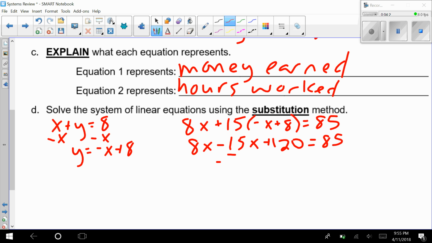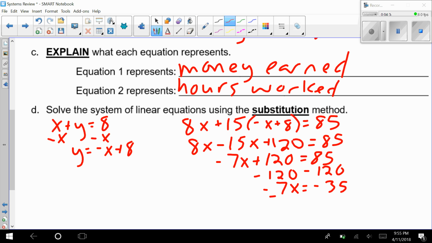8x minus 15x is negative 7x plus 120 equals 85. We'll subtract the 120 off of each side, leaving us with negative 7x equals negative 35. Divide by negative 7, and x equals 5.